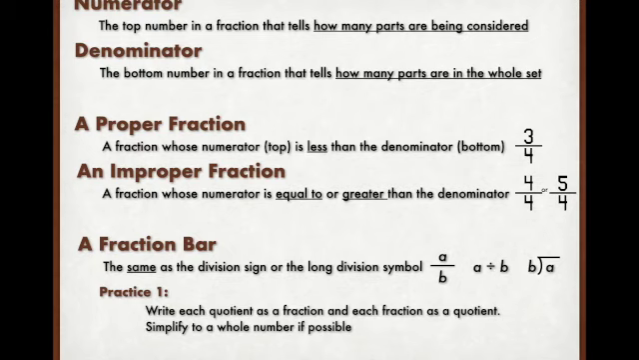An improper fraction is a fraction whose numerator is equal to or even greater than the denominator. So this could be having a whole pizza, 4 out of 4 slices. Or if we have 5 out of 4, this can also be an improper fraction.